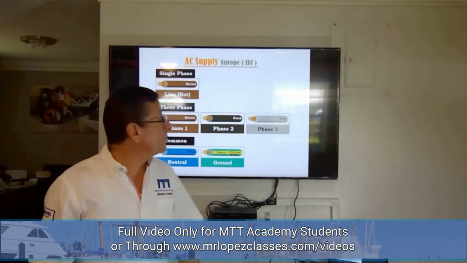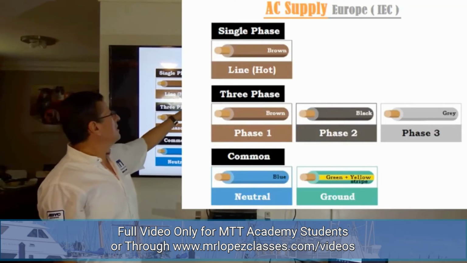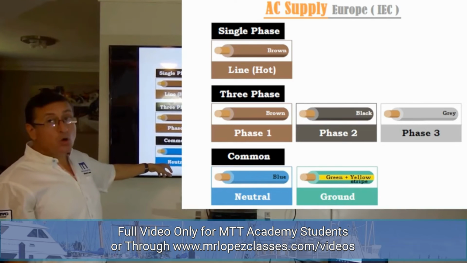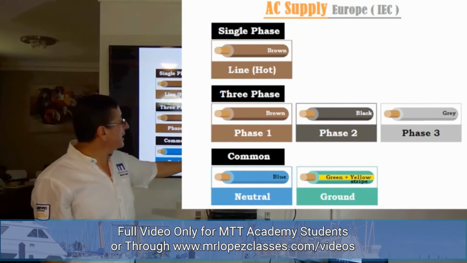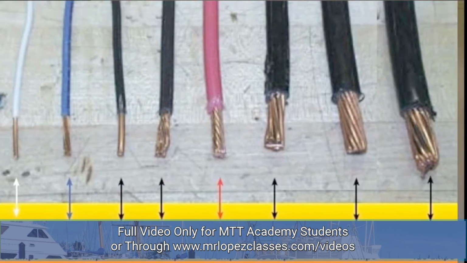This is the summary that I prepared for you. Single phase is brown, three phase is brown, black, and gray. And neutral is blue, always in European power, and ground is green with yellow. Those are the color codes commonly used for American wire or European wire. I want you to keep in mind that picture. Depending on the gauge of the wire is the capacity of the wire to move amps, to move electrons.